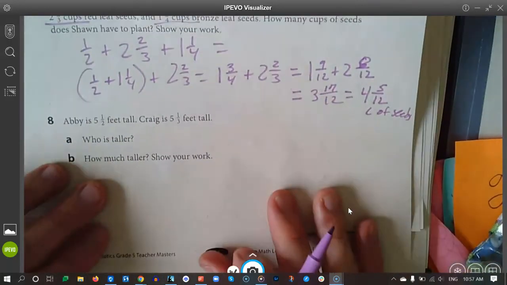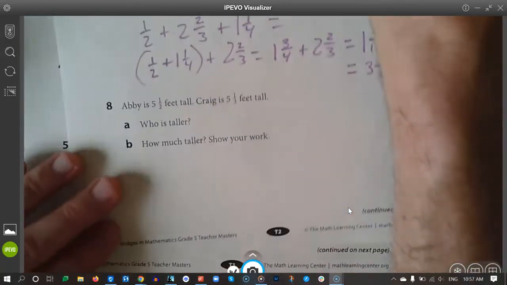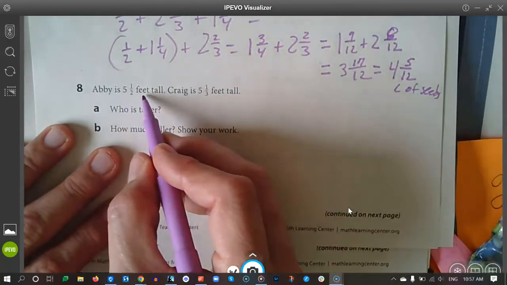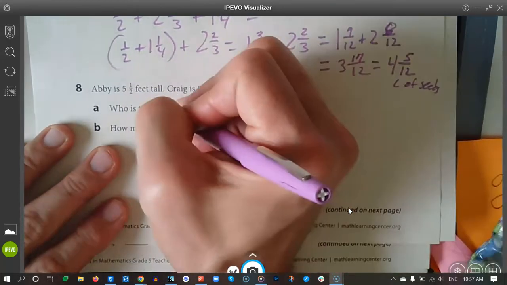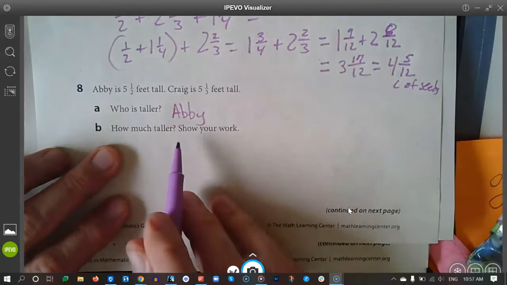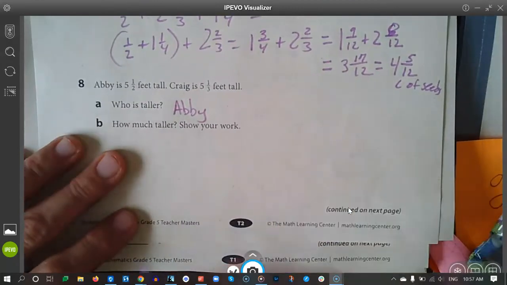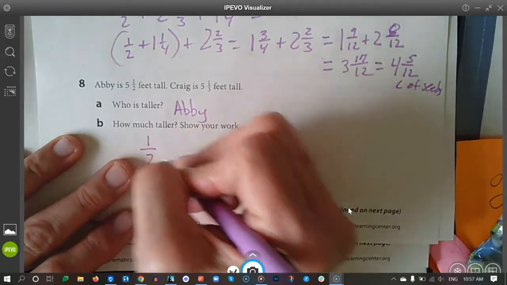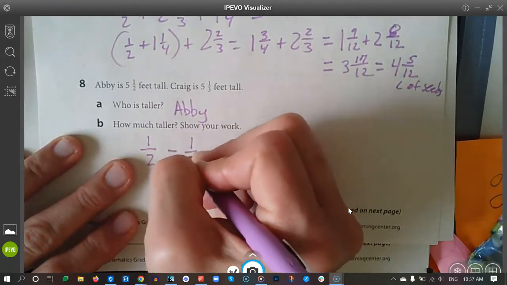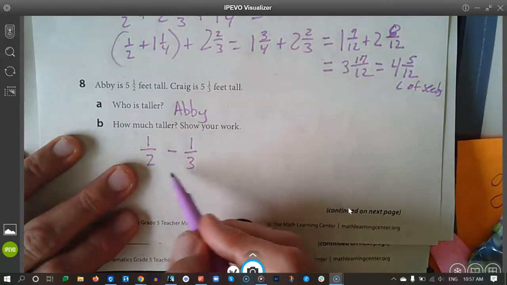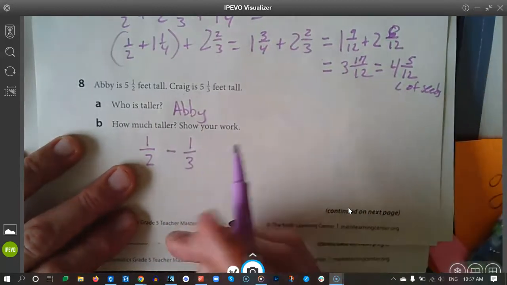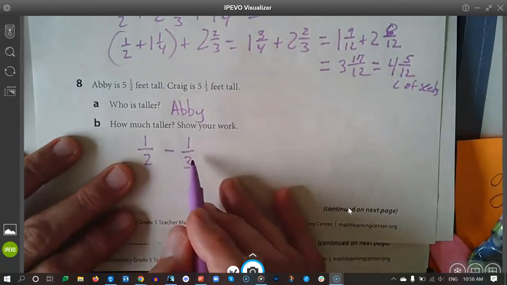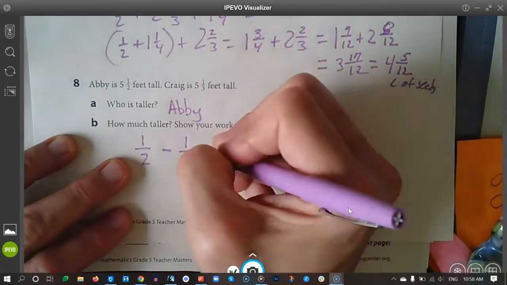Very cool. Abby is 5 1/2 feet tall. Craig is 5 1/3 feet tall. Who is taller? Well, 5 1/2 is more than 5 1/3, so Abby. How much taller? Well, let's see. So they're both 5 feet, so now we're just comparing the fractions. Abby's 5 1/2. Craig is 5 1/3. So this is 1/2 minus 1/3 because the 5s cancel each other out.